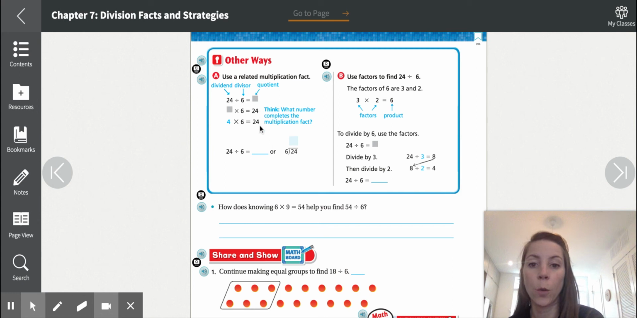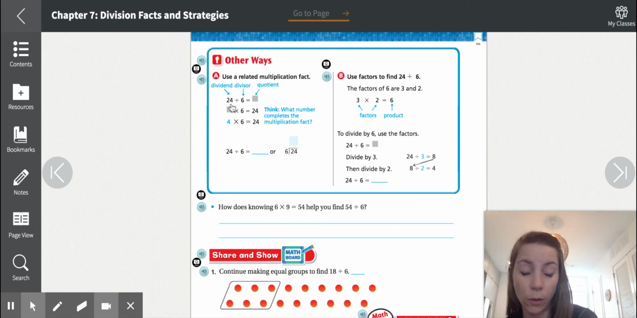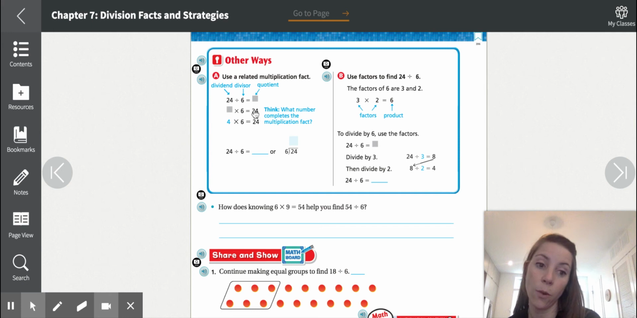Okay, so what I think about is, well, what number completes the multiplication fact if I were to flip this division equation around? So remember, multiplication goes backwards of division. So I take the box and put it first. Then I'd multiply by 6. Then I would get the answer of 24. The total is at the end in multiplication. So what number do you multiply by 6 to get 24? And again, if you have learned your multiplication facts, you would know that that is 4, okay?